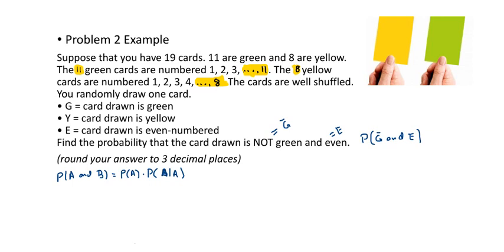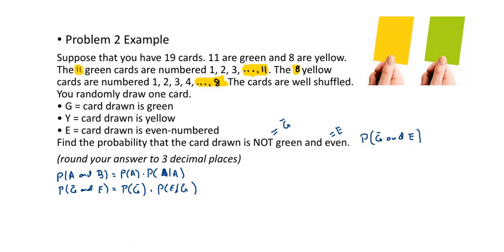Okay. So in this case, how will that work out? Well, we are finding the probability that the card drawn is not green and it is even. So by this setup, we want to find, first of all, the probability that the card is not green at all, and we're going to multiply that by the probability that the card is even given that it's not green. So what could we say?